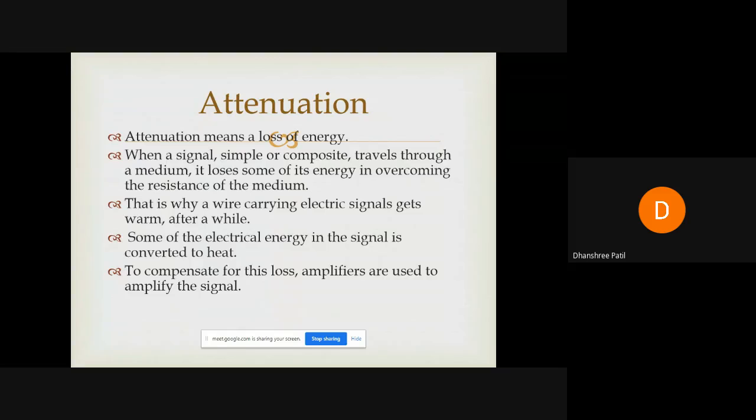So to control this effect on your transmission medium, some amplifiers are used to amplify the signal. To amplify the signal means to control the effect of this attenuation on your signal. So these amplifiers are used. Now, what are these amplifiers?